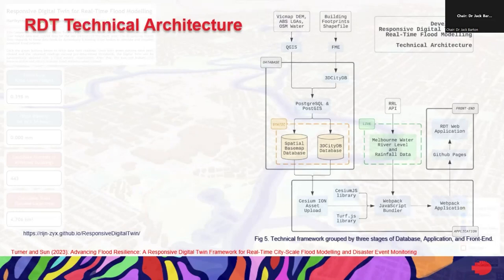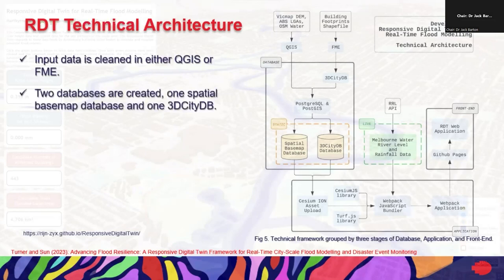And so we got the map and the water, river level, and rainfall data in real time, or near real time, with possibly a few minutes delay. Then we use the webpack JavaScript bundler to link to the database. So we have two databases. I should have another.